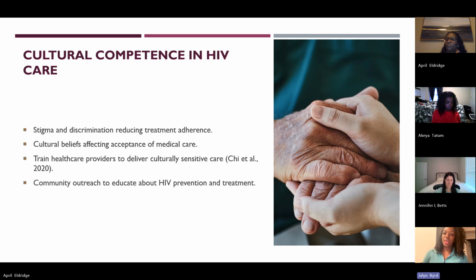So some things that we can do as healthcare providers to show cultural competency, because HIV does remain a public health issue, is we can talk about their cultural beliefs, practices, use gender affirming language, and spread the word to them so that they can spread the word to others in those particular communities about preventative measures.